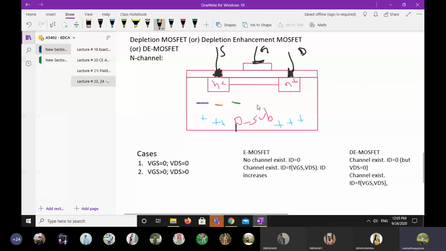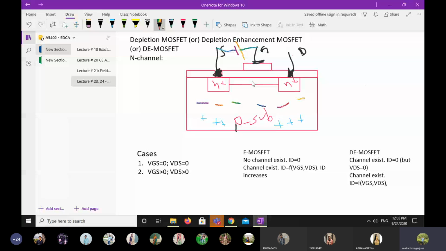Okay, electrons. So now you are applying a positive voltage like this. VGS is greater than 0, a positive voltage. So this positive voltage will attract electrons.